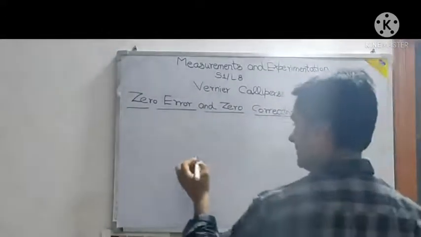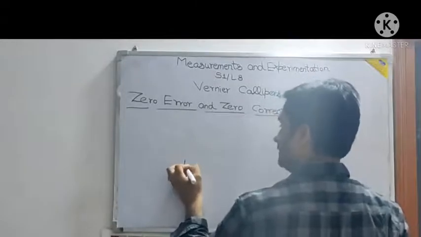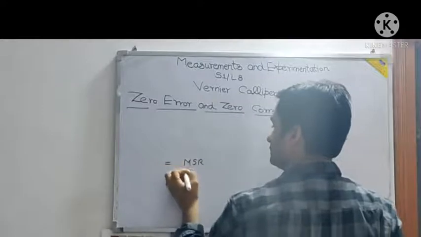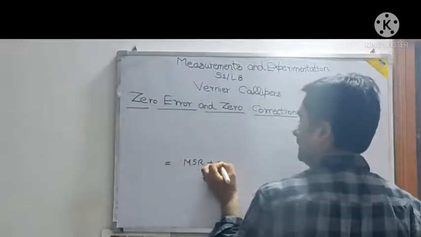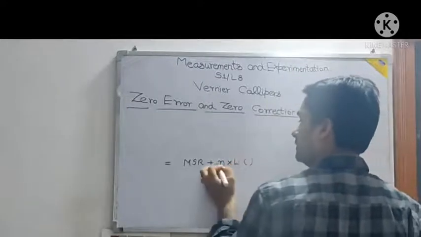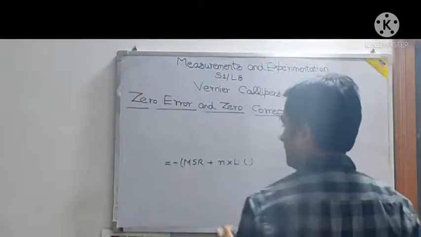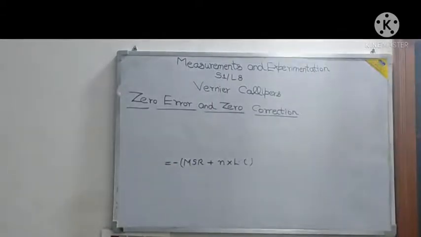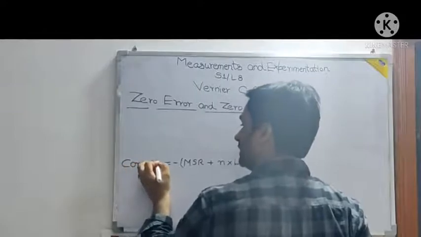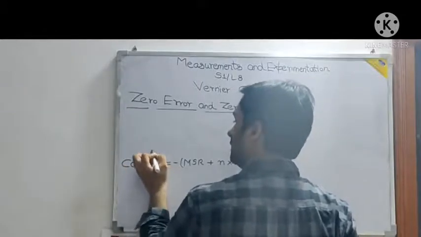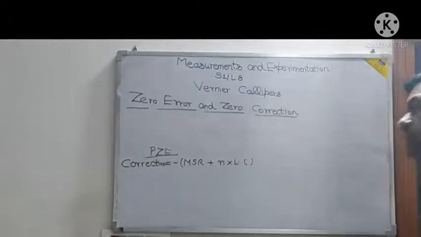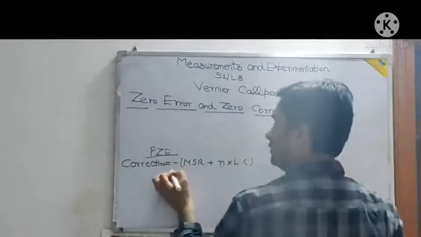So what was the expression I had written? Main scale reading plus the coinciding division, that is n, multiplied by least count, and this has to be subtracted. Whatever value comes, this is called the correction. This is for the positive zero error.